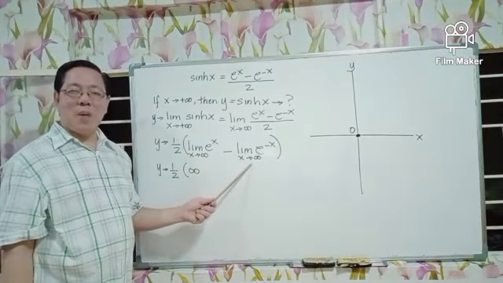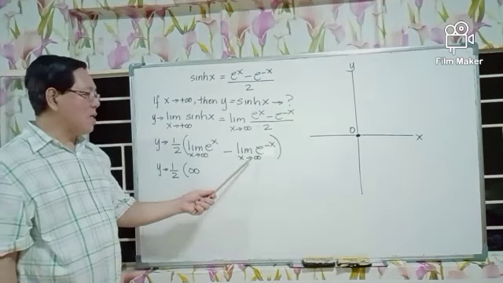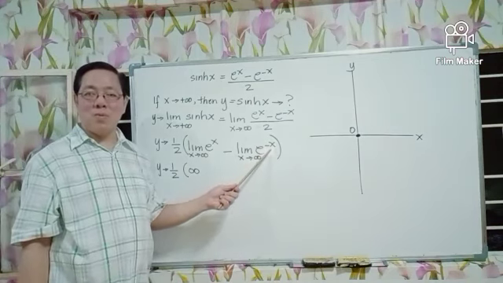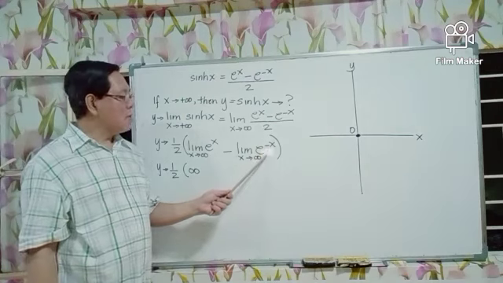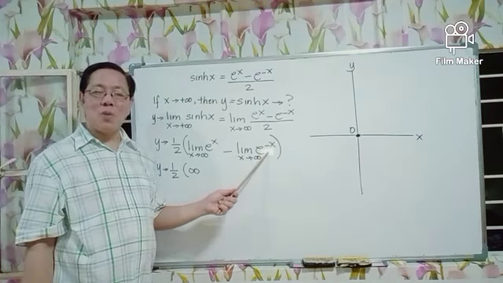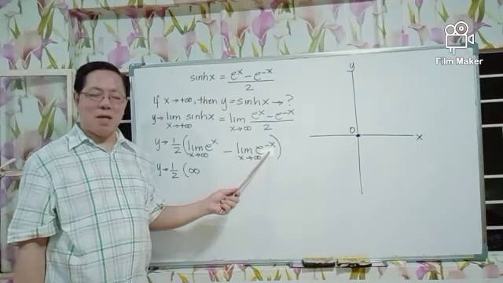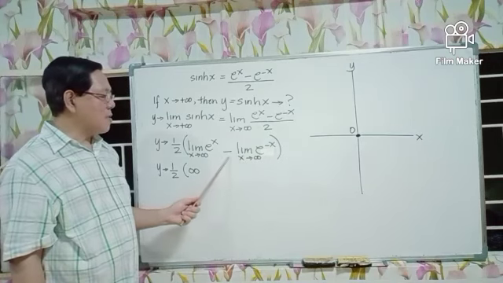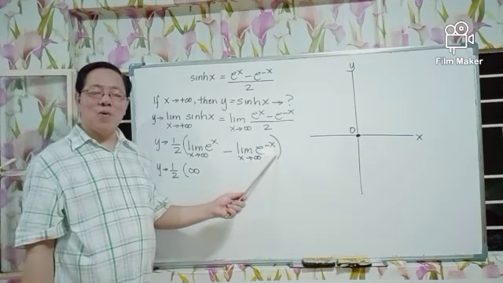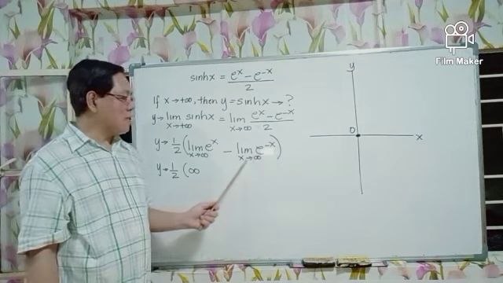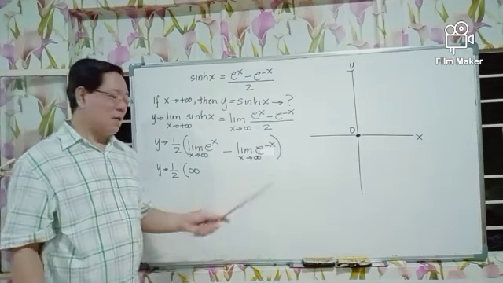And we apply one of the properties of exponents to e to the minus x to remove the negative exponent. So e to the minus x is equal to 1 over e to the power x. And this becomes minus the limit of 1 over e to the x as x approaches infinity.